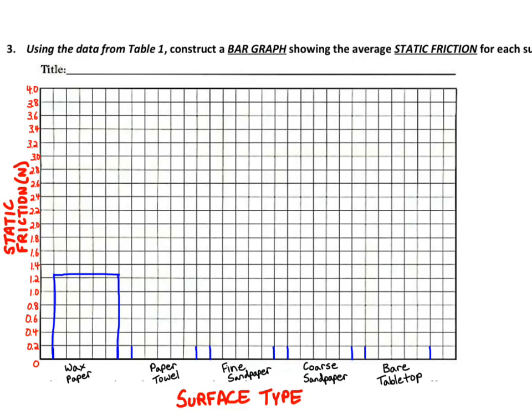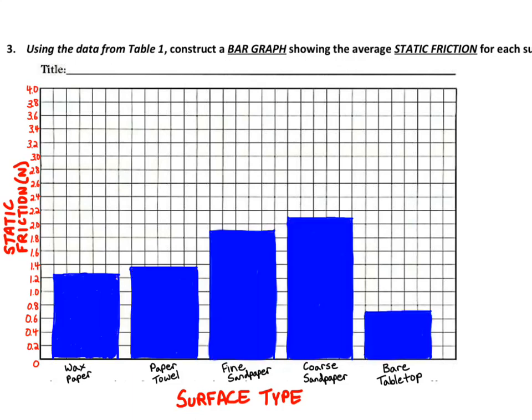So I'll place the bar for wax paper, the bar for the paper towel, the bar for the fine sandpaper, for the coarse sandpaper, and for the bare tabletop. And then to make them easier to see, fill them in, and I'll even outline them. Okay, so now our bars are easier to see, and we're essentially done. But there is one last step here that we need to add, and make sure you don't forget, and that is to add your title.